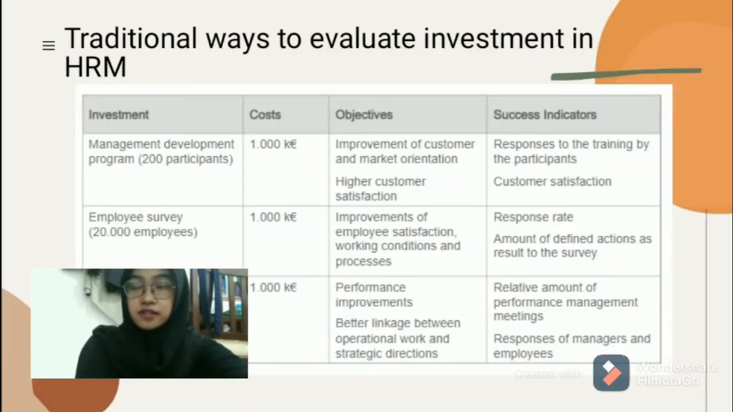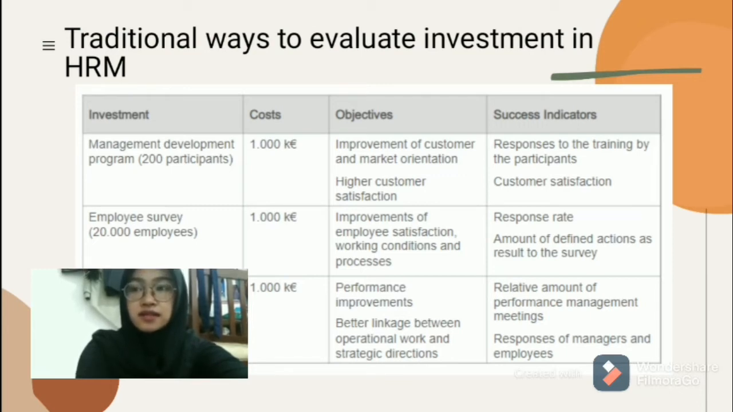So the next one I will explain about traditional ways to evaluate investment in HRM. There are three traditional ways, and the first one is management development. It costs 1000k euros, and the objectives are improving customer and market orientations, and also getting a higher customer satisfaction. And the success indicators are responses to the training by the participants and also customer satisfaction.